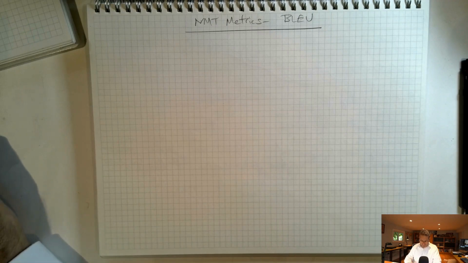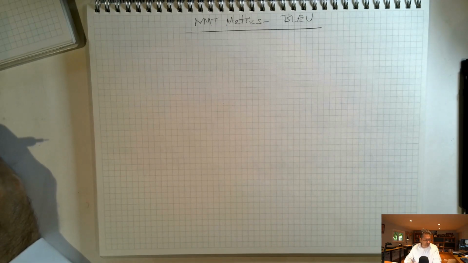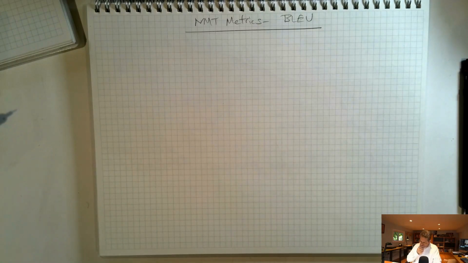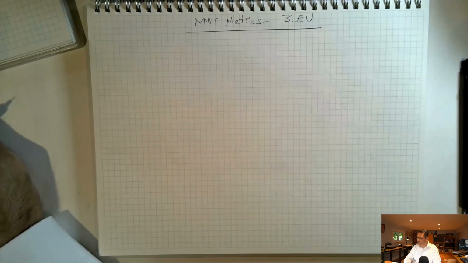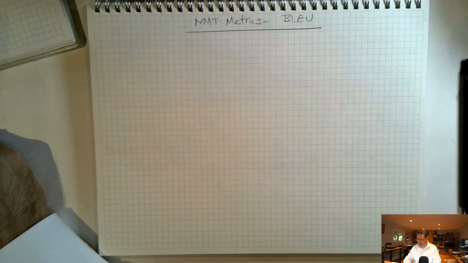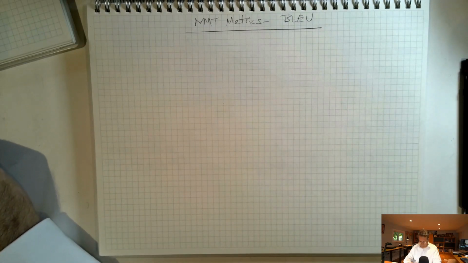So BLEU involves the calculation of precision using reference sentences that came from a human translator and a human expert translation, and of course the predictor that we have built over here, so that will be called candidate sentences. Okay, so let me give you an example.